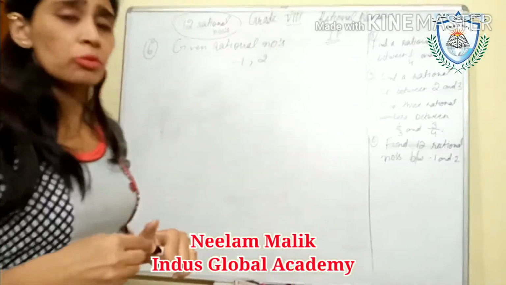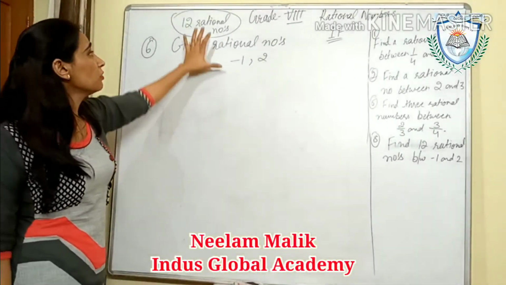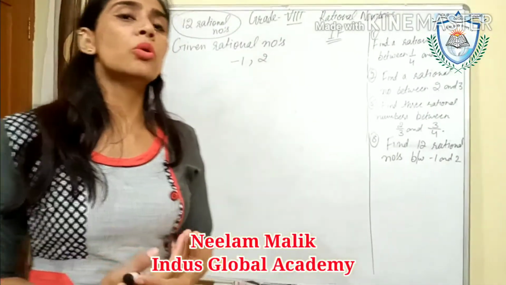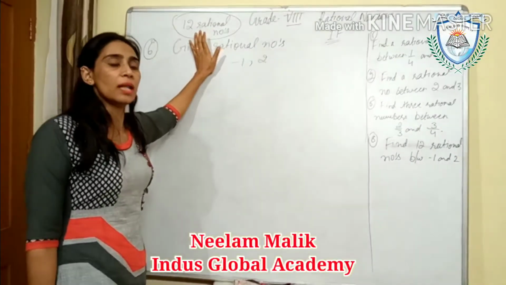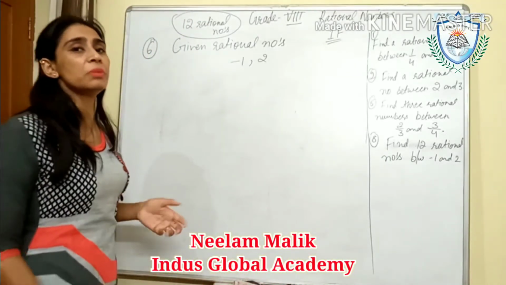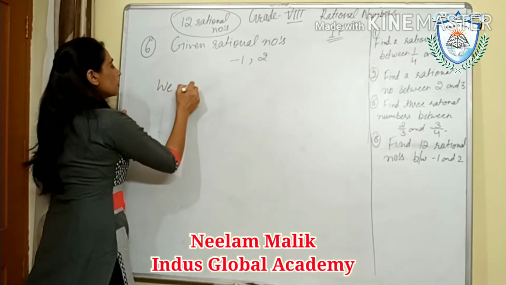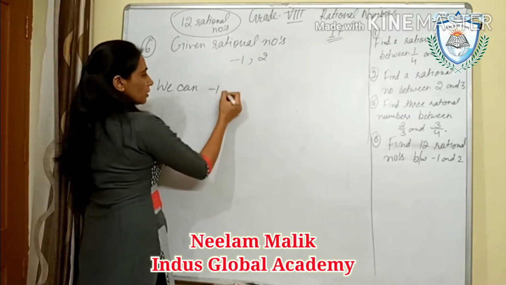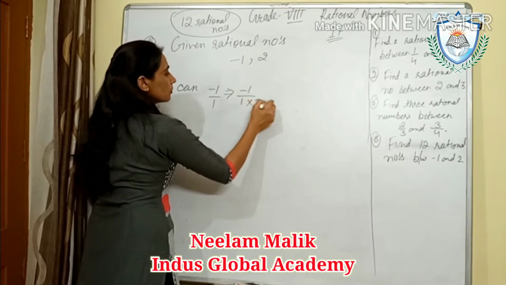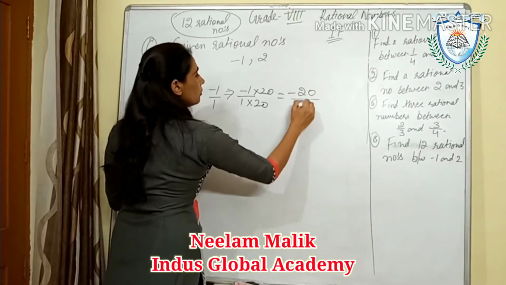If we have to find fewer than 10 rational numbers, then we multiply and divide with 10, but here we have to find 12 rational numbers. So you can multiply the given numbers with any number that is greater than 12. We will not take 13, 14, 15, we will take 20 because multiplication will be easy. So the given numbers, we can write minus 1 upon 1, which becomes minus 20 upon 20.